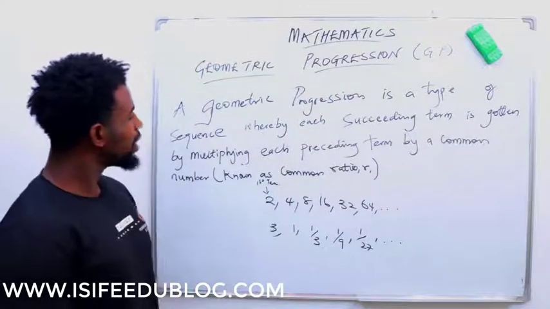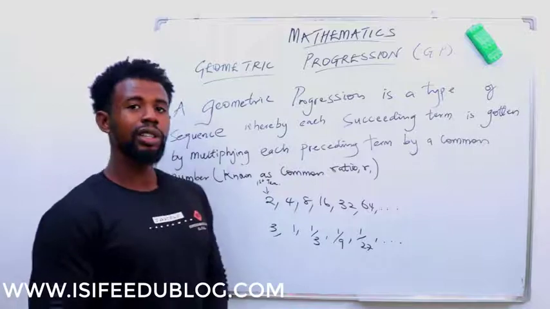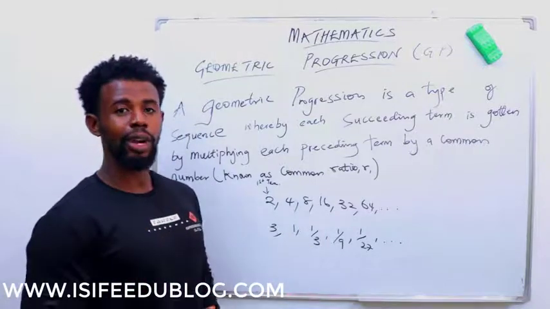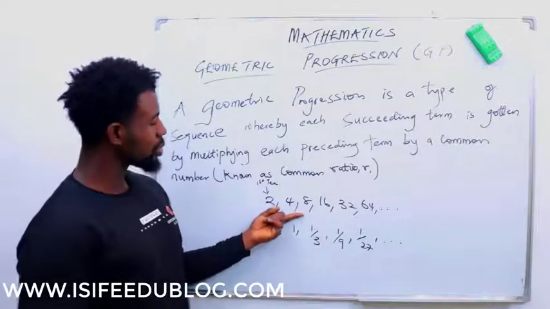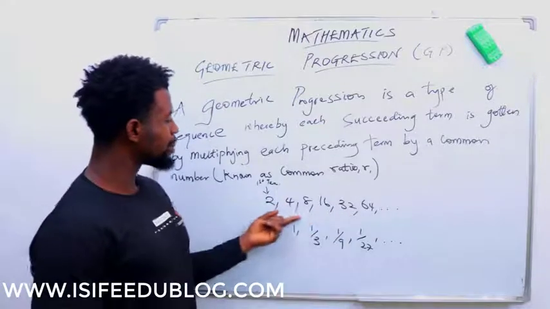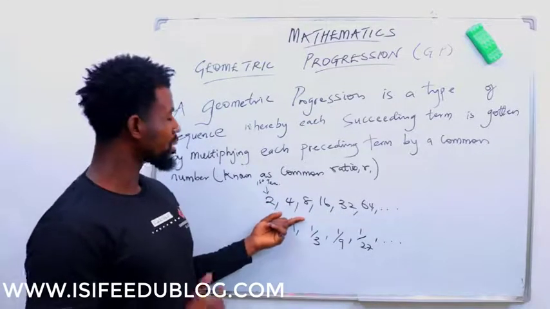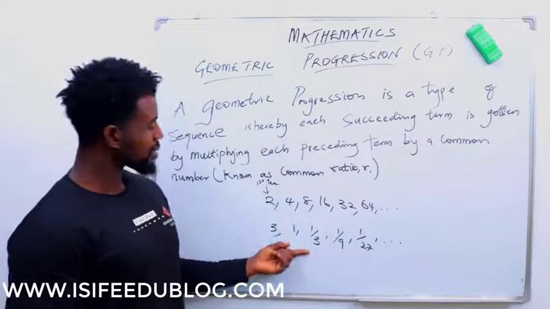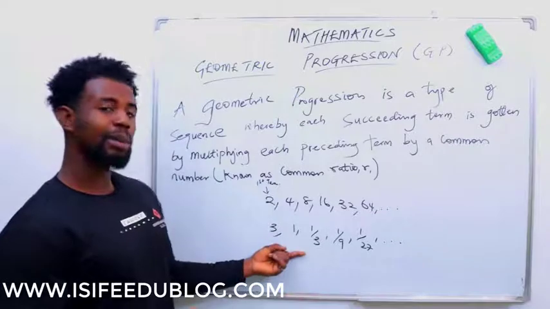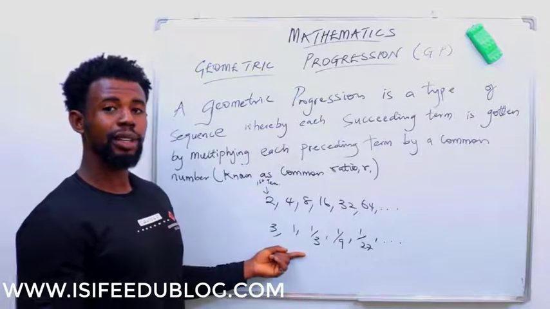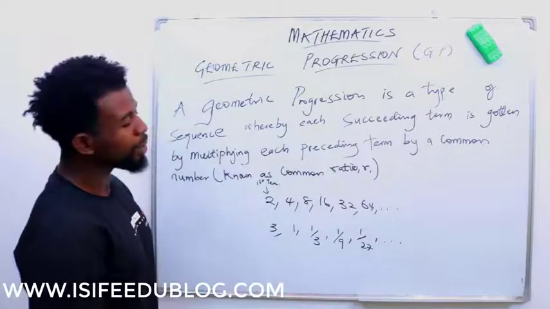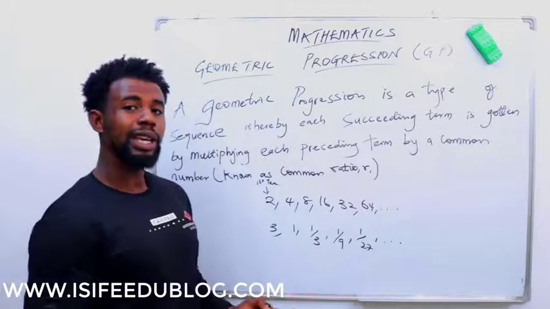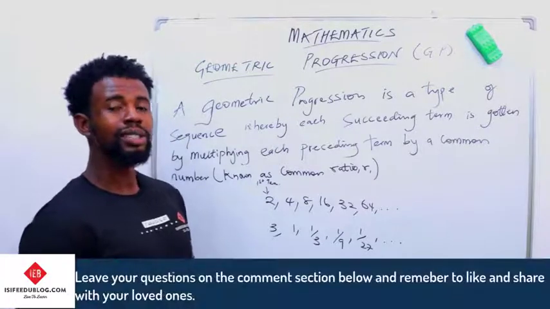But remember, for every geometric progression, it has to be multiplied by a particular number, right? This particular geometric progression was gotten by multiplying every preceding number by what? By 2. The same as this one, every succeeding number was gotten by multiplying every preceding number by 1 over 3. This common number that is used in a particular geometric progression is known as its common ratio.